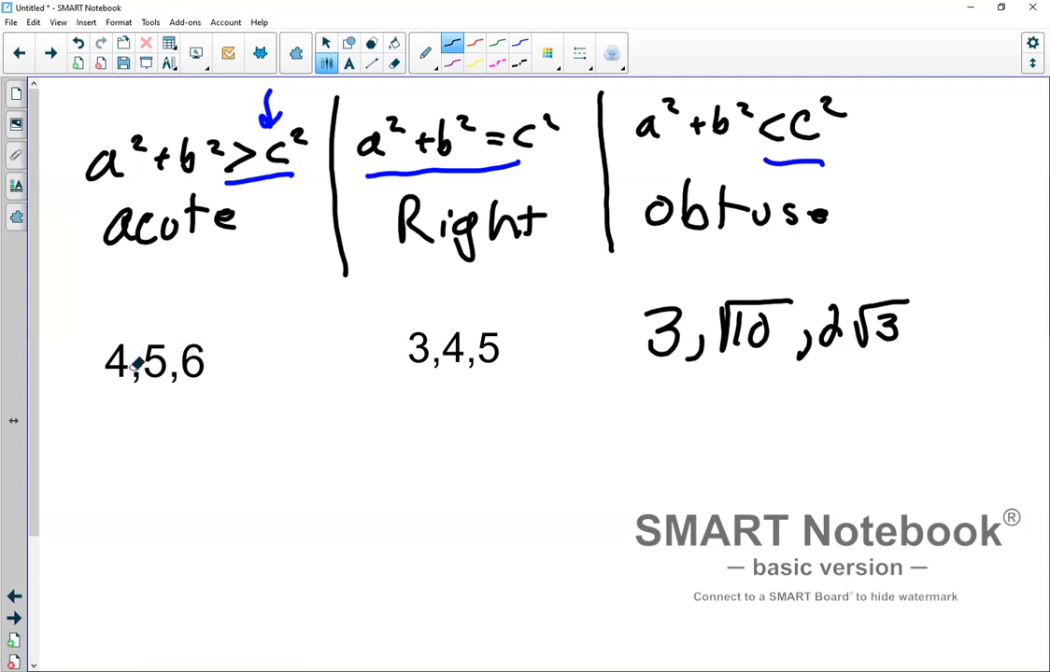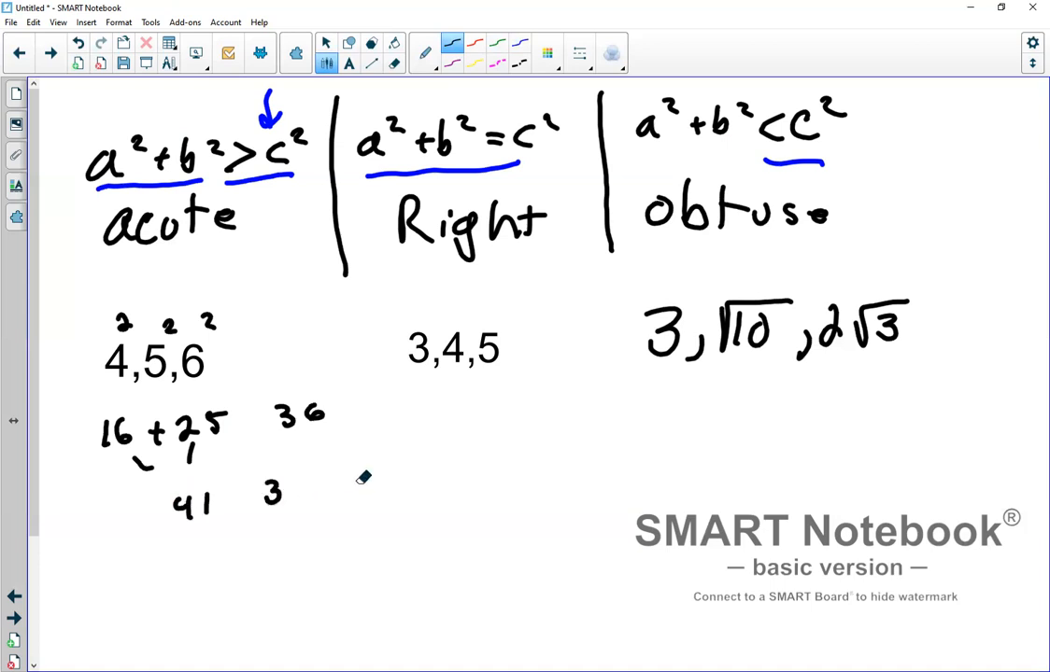So I see 4, 5, 6. Before I even start, let's square everything. So I have 16, 25, and 36. With that in mind, I'm going to add the two smaller ones, because A and B are the two smaller ones while C is the biggest one. 16 plus 25 is 41.